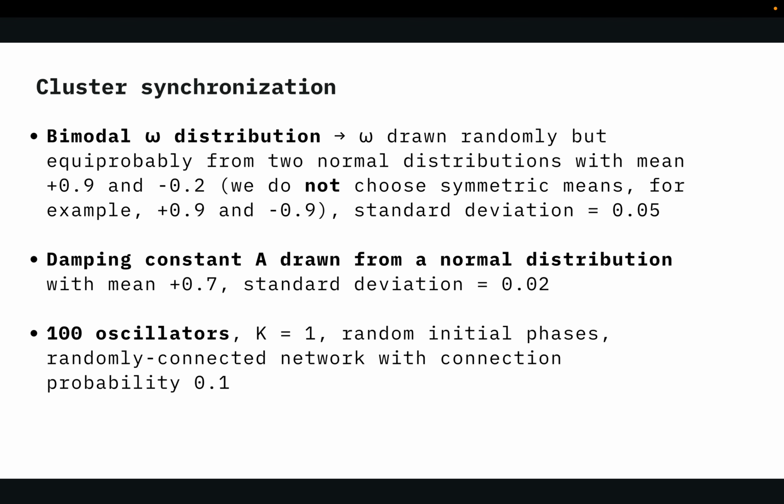Of course, I didn't analyze this, I just ran simulations, but we should appreciate the complexity of the system we are talking about right now. So this simulation is for 100 oscillators. It's good to choose a large number of oscillators to actually see the cluster effect. K is 1, random initial phases, and a randomly connected network with connection probability 0.1. So everything is random. It's a very complex situation.